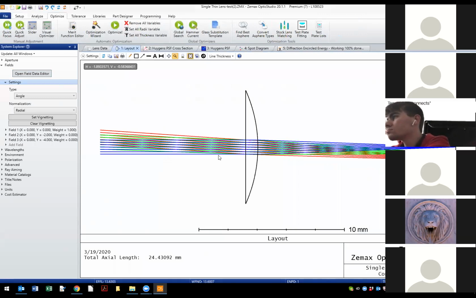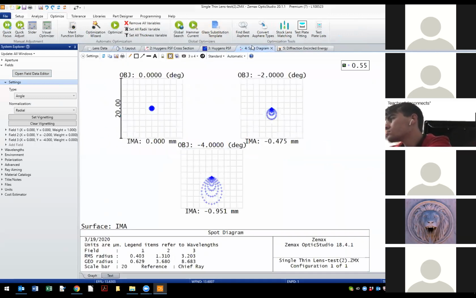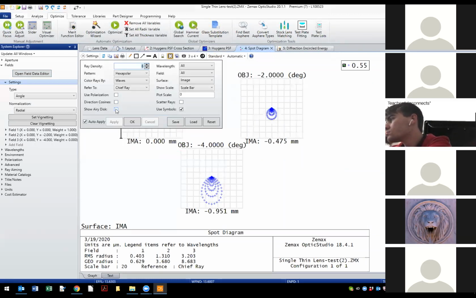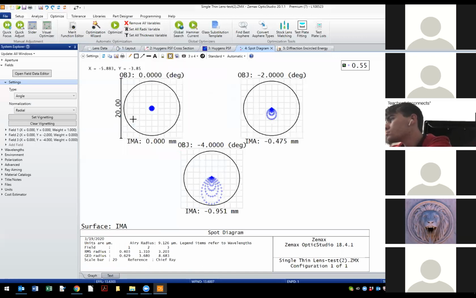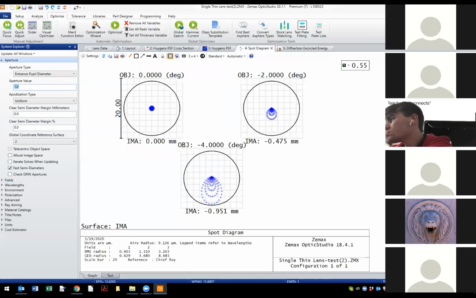So what we've got right now is a single thin lens. It's plano-convex, and we see 3 spots. And if we look at our spot diagrams, we want to compare with the ideal case. And to compare with the ideal case, we have it show the Airy disk, which is what you would get if it was a perfect lens with the aperture opening that we've allowed this to have. And we see that they're pretty small compared to the Airy radius. So right now, aberrations aren't going to matter.